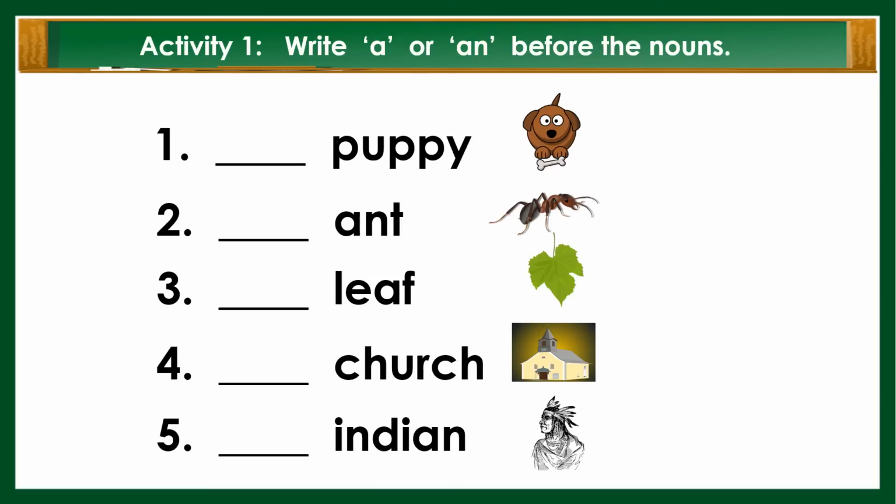Let's check your work. Number 1, a puppy. Number 2, an ant. Number 3, a leaf. Number 4, a church. Number 5, an engine. Are your answers correct?